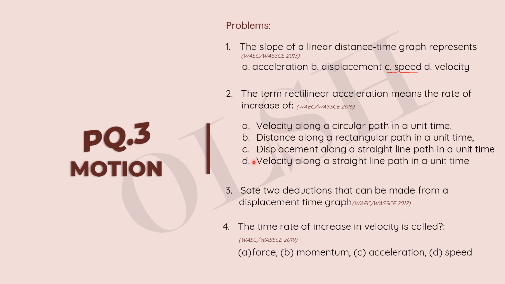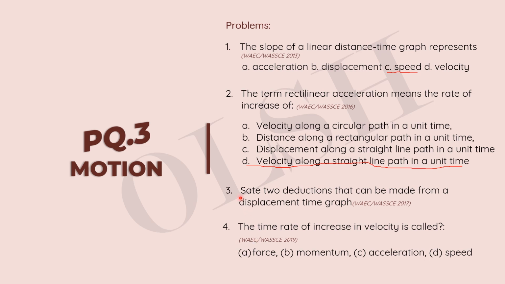So we have only A and D having velocity. So A is velocity along a circular path in a unit time. Rectilinear is not circular, it is straight line. So D has to be the answer. So the answer is D. Velocity along a straight line path in a unit time.